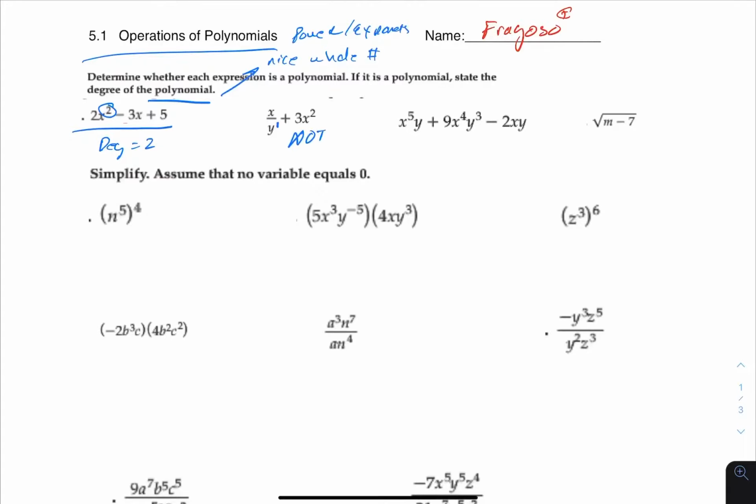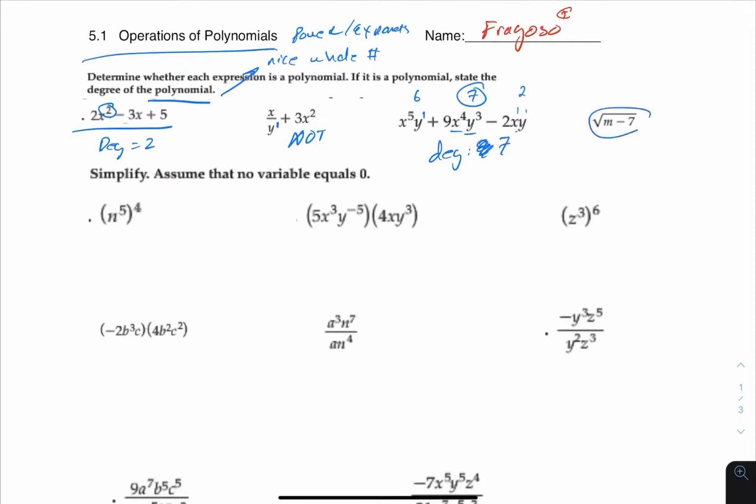Over here, they're all positive powers, so this is fine. What's the highest degree? Well, here it's 5 and 1. You just add them up, it'll be 6. Here it's 4 and 3, so it'll be 7. Here it will be 1 and 1, it'll be 2. So my highest degree is 7. There we go.